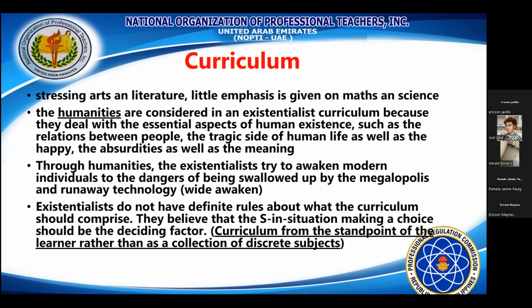The essential aspects of human existence, such as relationship between people, the tragic side of human life, happy, the absurdities, as well as the meaning of life. Okay, so yan yung curriculum. Dito, konti lang dapat ang math and science. More on arts and literature, specifically humanities.